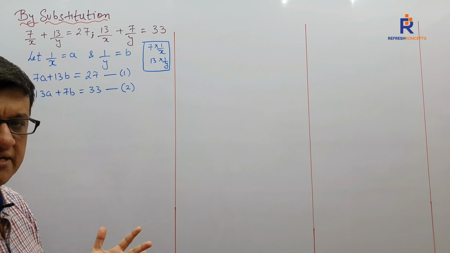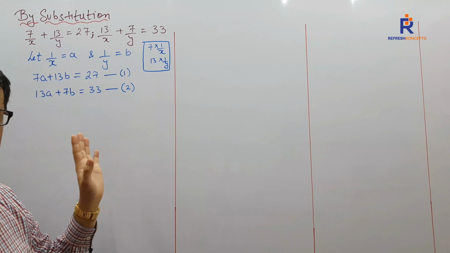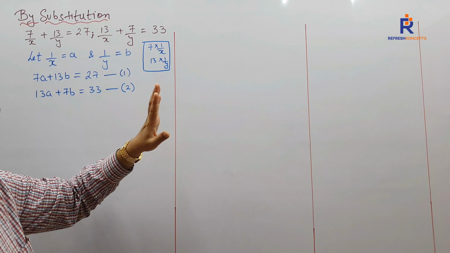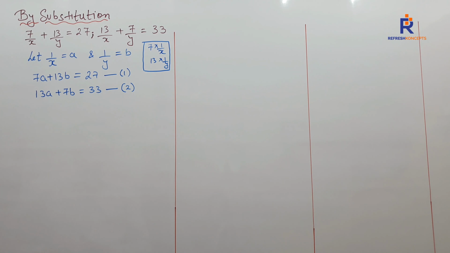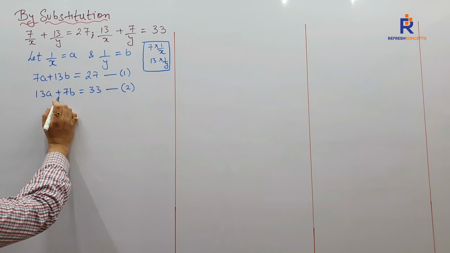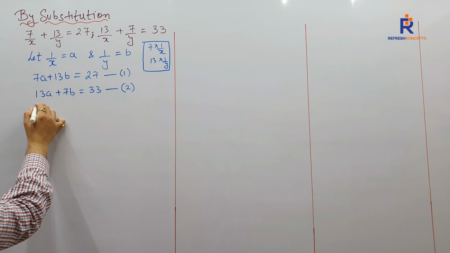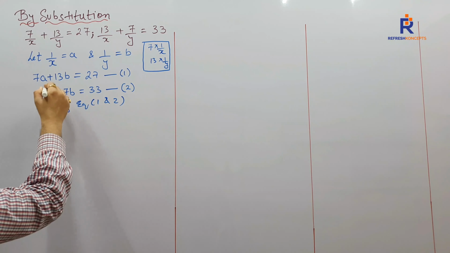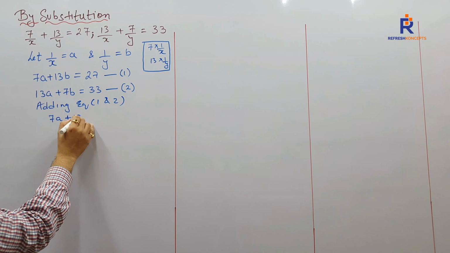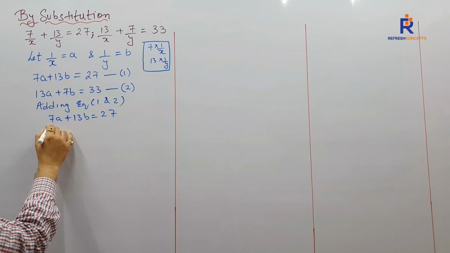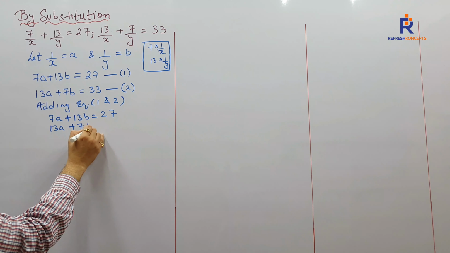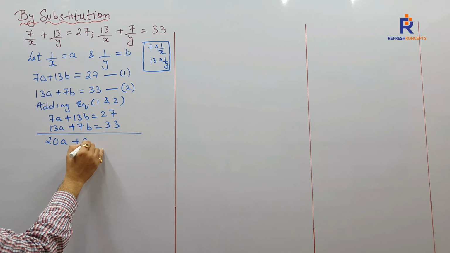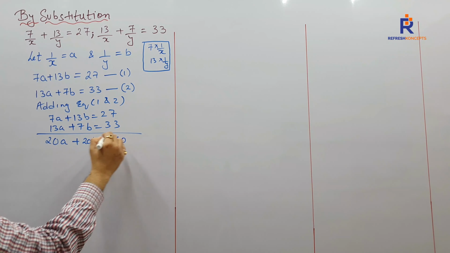Normally we go with add, subtract, add; that's our vision and the way we normally solve. But apart from add, subtract, add, we can also go with a normal way, as we are taking a normal equation. So as of now I'm adding equations 1 and 2. 7a plus 13b is 27. 13a plus 7b is equal to 33. When I add, 20a, 20b, here it is 60.